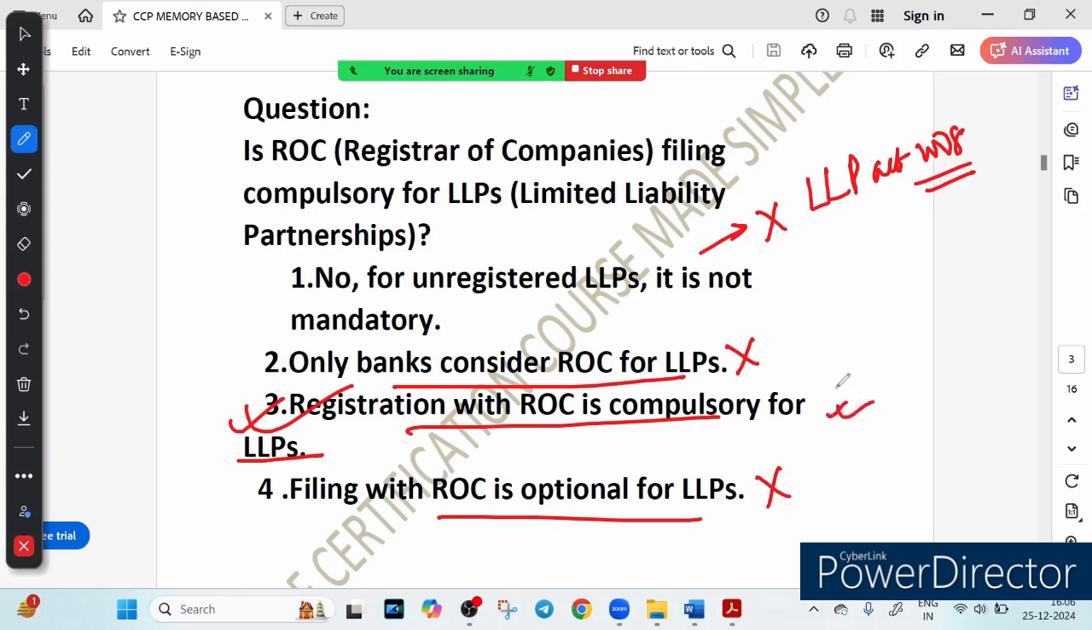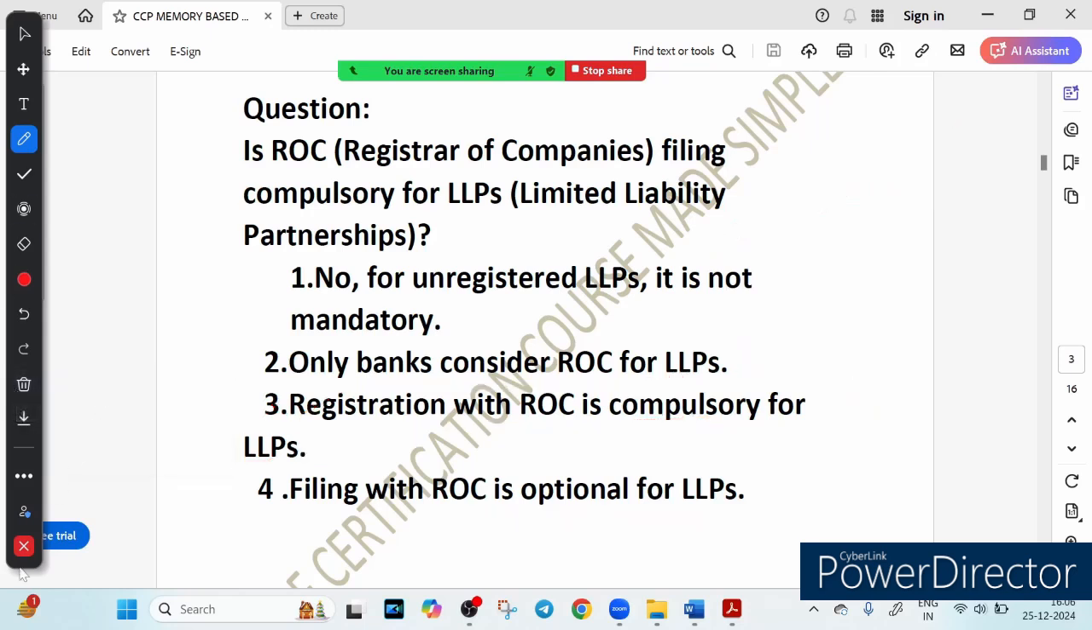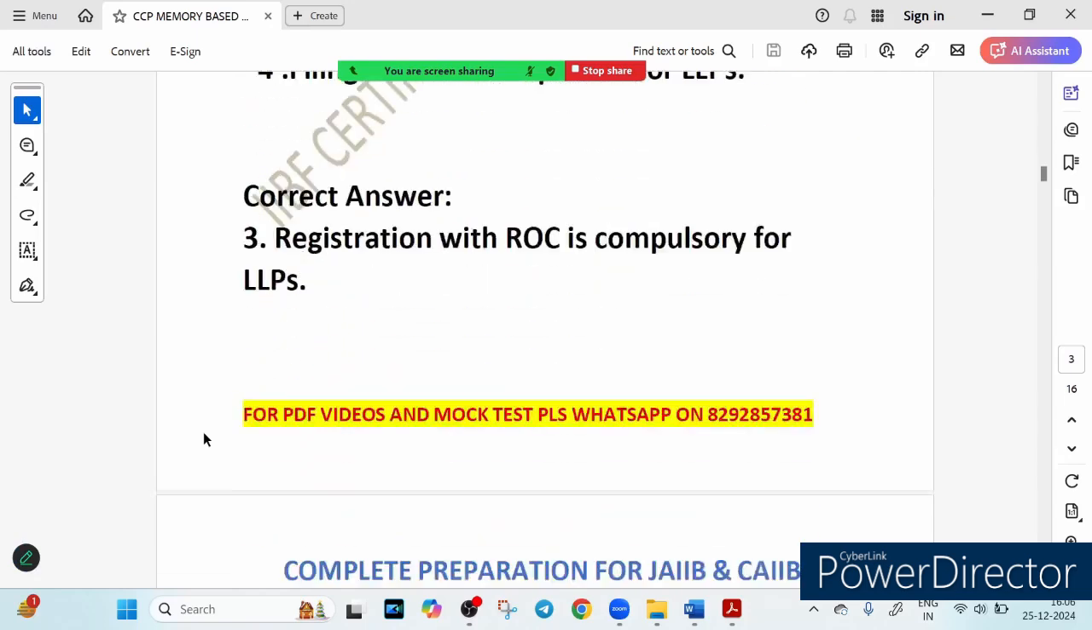So let me just summarize the key fact which we have covered just now. Registration with the Registrar of Companies, that is ROC, is mandatory for all LLPs under the Limited Liability Partnership Act 2008. Filing with ROC ensures that the LLP is legally recognized and remains compliant with statutory requirements like filing annual returns. Non-compliance can lead to penalties and legal issues for the LLP. Right. So this is about ROC and LLP conditions. Now let's see the next question.